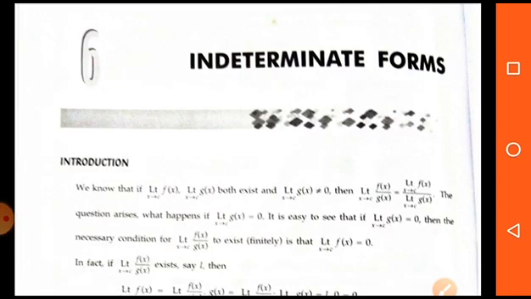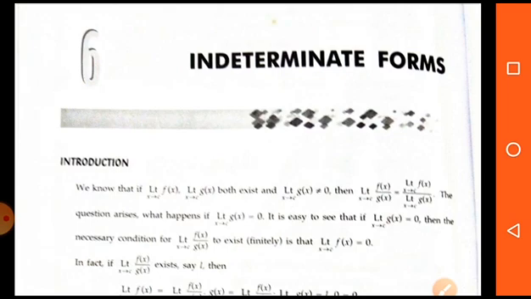In this session, we will discuss chapter number 6 of class 12, and the name of the chapter is indeterminate form. That means those forms which cannot be defined very easily. They are called indeterminate form. Clear student? This is important and a small chapter.